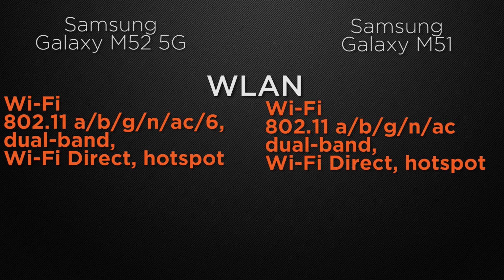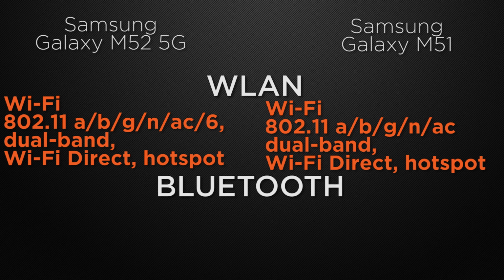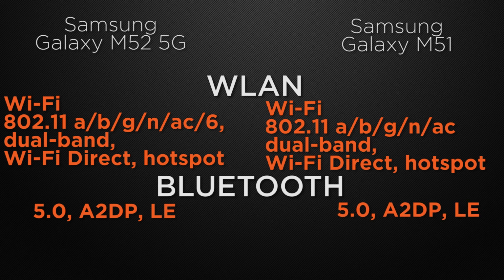Both of the devices have Wi-Fi AC, dual band Wi-Fi, Wi-Fi direct and hotspot, but M52 has the 6th generation of Wi-Fi, which provides better range, so the winner here is M52. And about the Bluetooth version of the devices, M52 has 5th generation Bluetooth, whereas M51 also has 5th generation Bluetooth. So it's a tie because both of the devices have the same generation of Bluetooth.